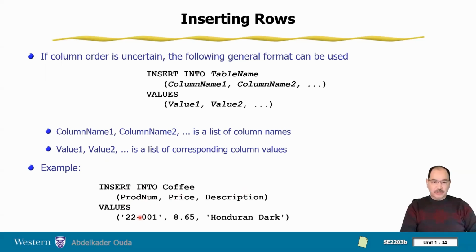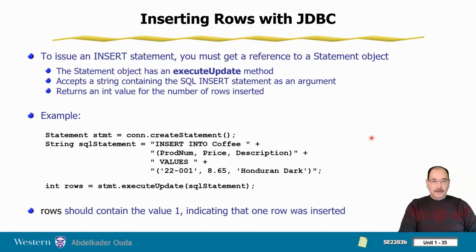And then here the values, I write the values that correspond to the order I mentioned in the column names. So this value is going to be set in the column product number. This value is going to set the column price, and this value is going to be set in the column description. Good, so let us move on.